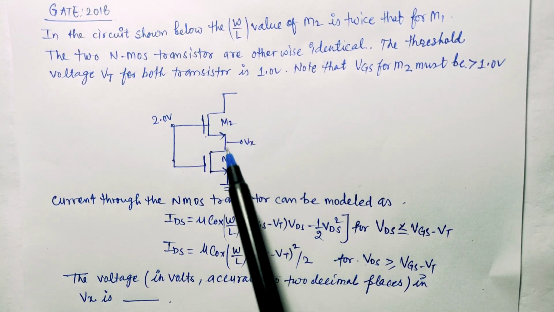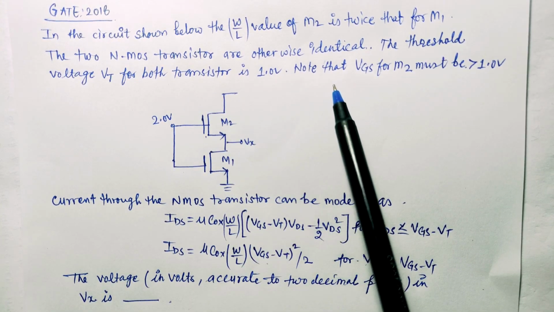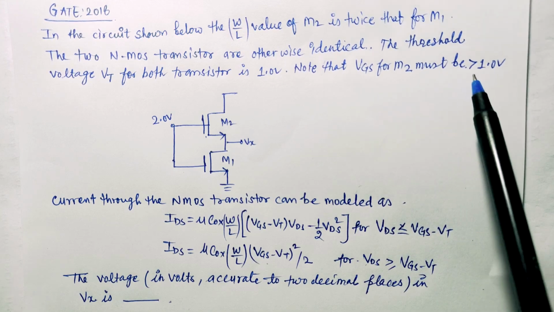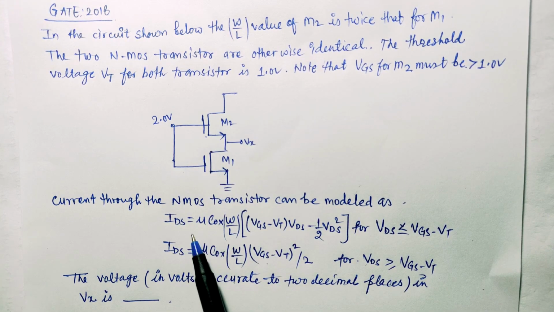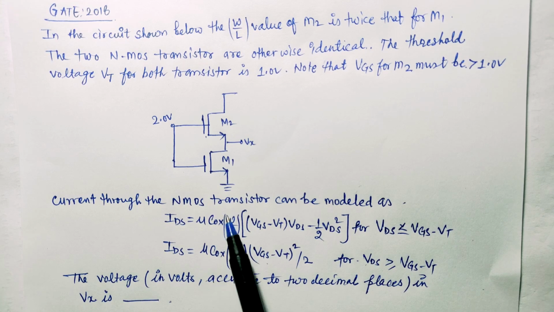So VT for both transistors is given as 1 volt, and it is given that VGS for M2 must be greater than 1 volt. This is the circuit given, and these are the drain current equations given for a transistor working in the linear region and in the saturation region. The voltage Vx has been asked accurately up to 2 decimal places. Let us see how we can solve this question.